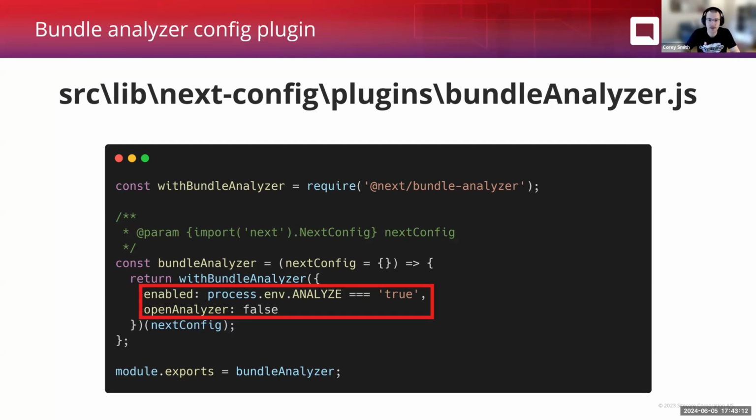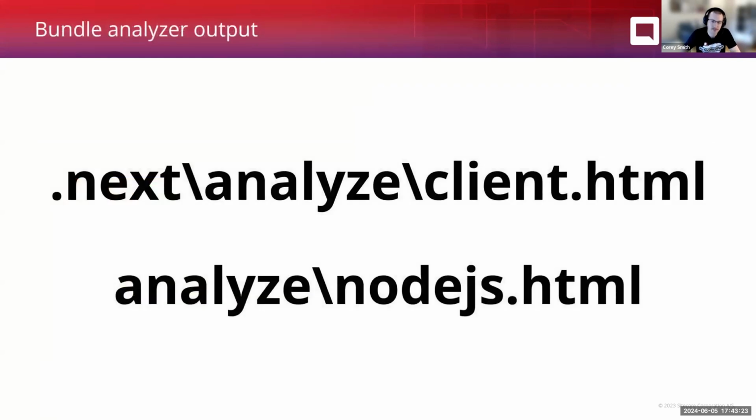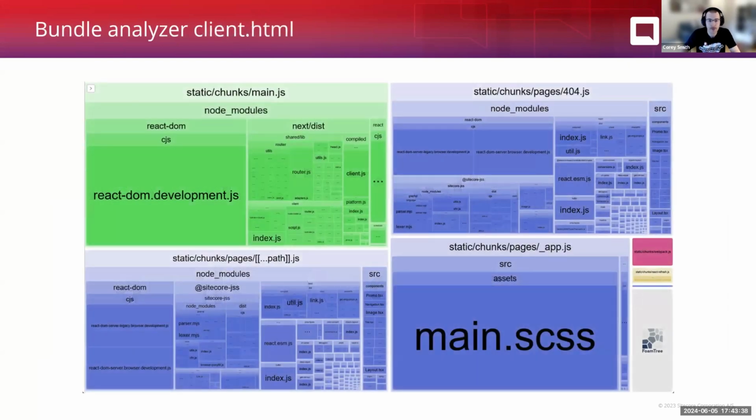Once you've configured your config plugin like this, then go into your .env file, set analyze to true, and then the next time you build and run your application, bundle analyzer will output a couple of files, one for your client bundle at that client HTML path, and one for your server bundle at that node.js HTML path. When you open up those pages, this is what it'll look like.